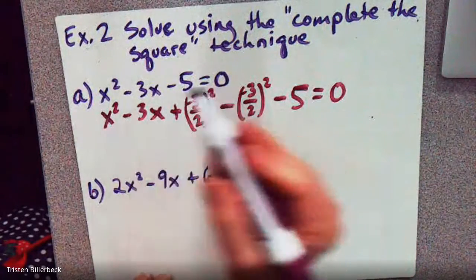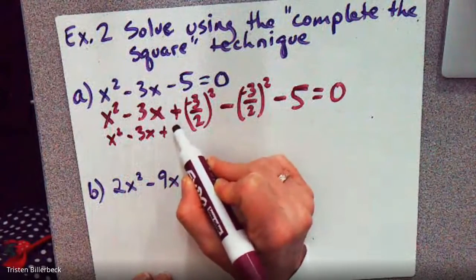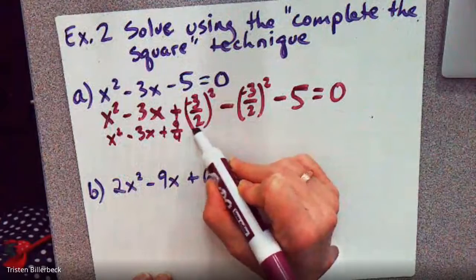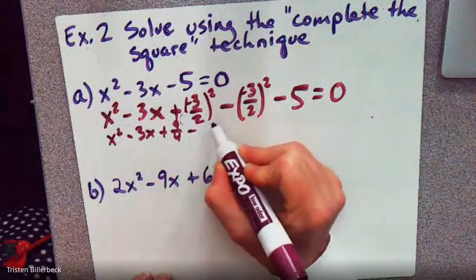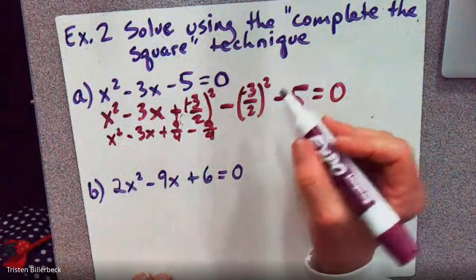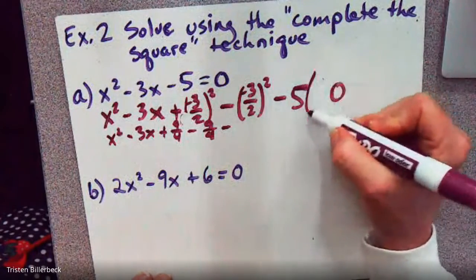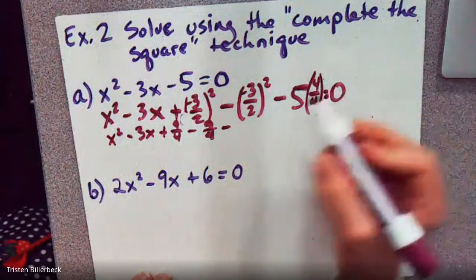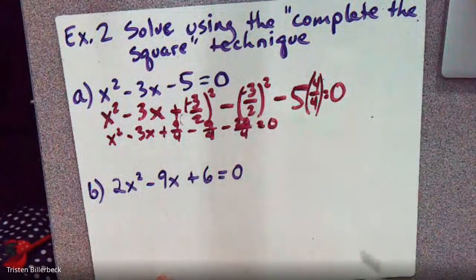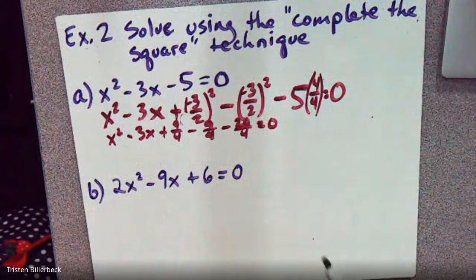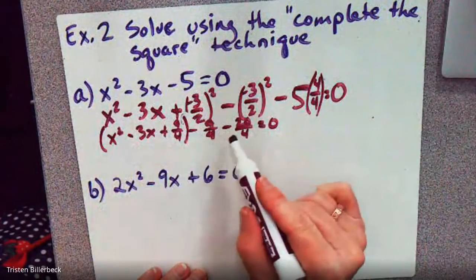Okay, so what I have is x squared minus 3x plus 9/4 minus 9/4. That would be this one, minus, and let's get this one in terms of 4s, since we've got all these 4s. Okay, and then 5 times 4 is 20, so minus 20/4 equals 0. All right, so this is my square right here that I'm completing. And this is things that I don't really need.